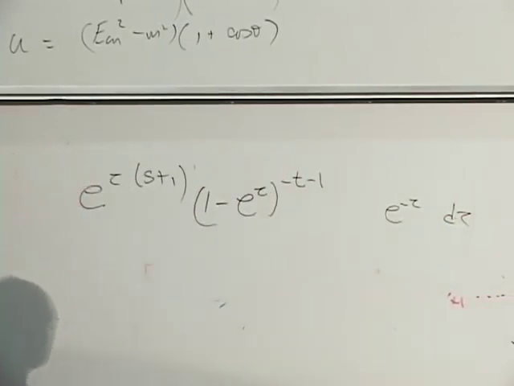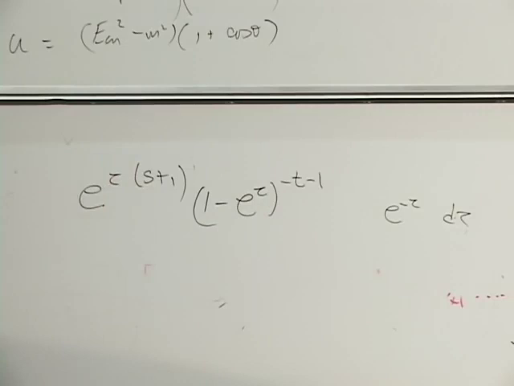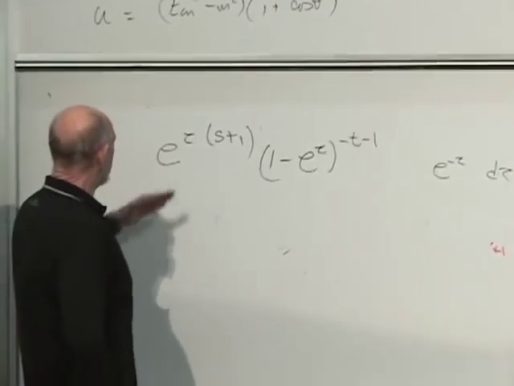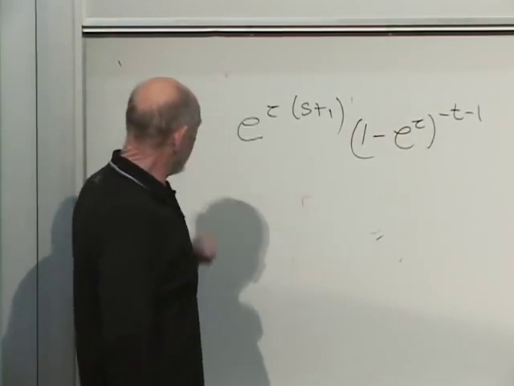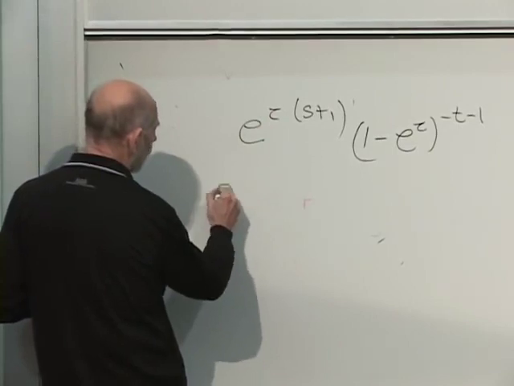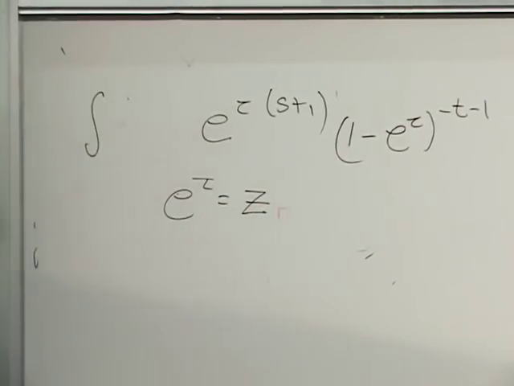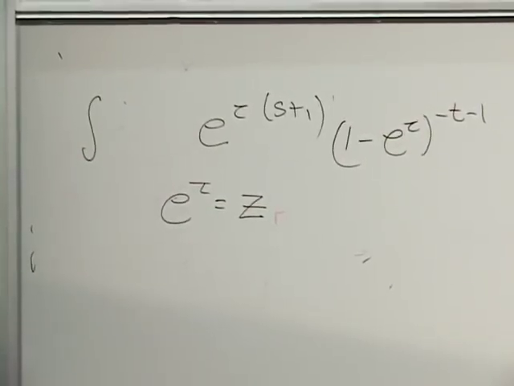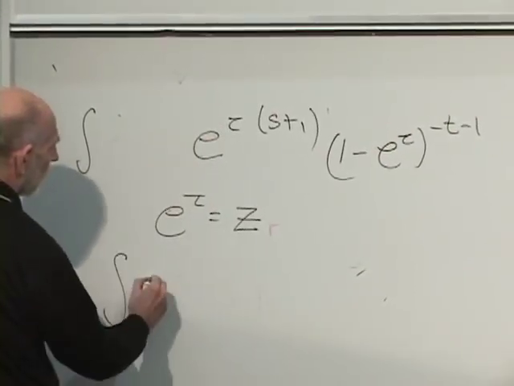Now, that doesn't look particularly symmetric between t and s. But after it was computed, it took about a half hour to realize that you should change variables in this integral. Change variables from tau to something called z. Let e to the tau equal z. Okay? Let e to the tau equal z.